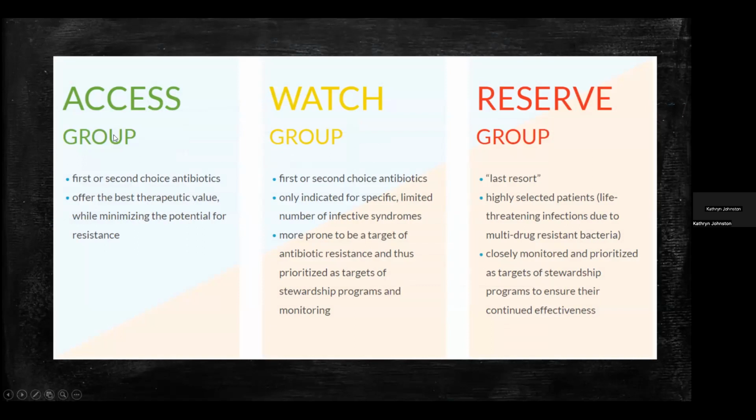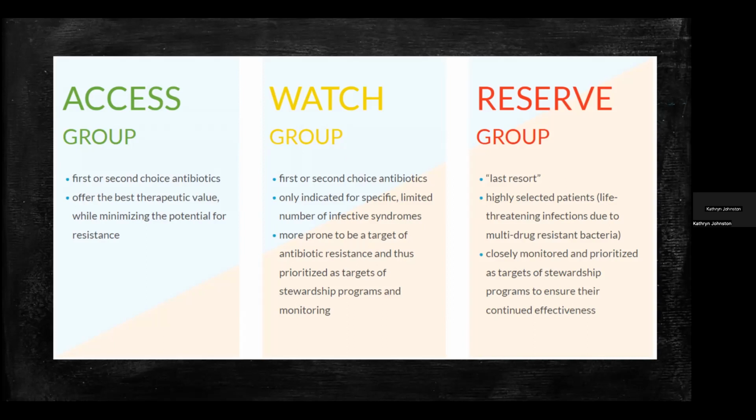The first group is called access. The second group is called the watch group, and the third group is the reserve group. So access contains generally narrow spectrum antibiotics recommended as first and second choice for most common clinical infection syndromes. And the watch group contains broader spectrum antibiotic classes, and they correspond to the highest priority agents in the list of critically important drugs. And the reserve group consists of last resort antibiotics for targeted use with multi-drug resistant infections.